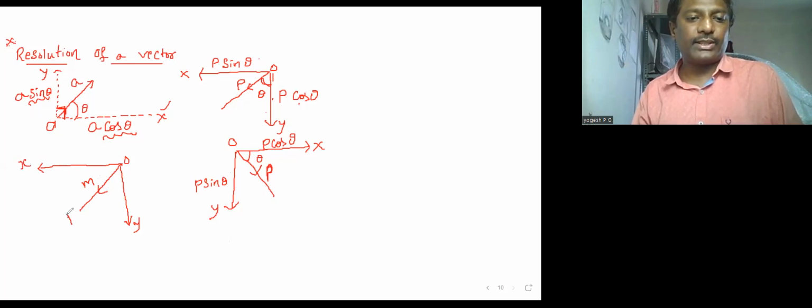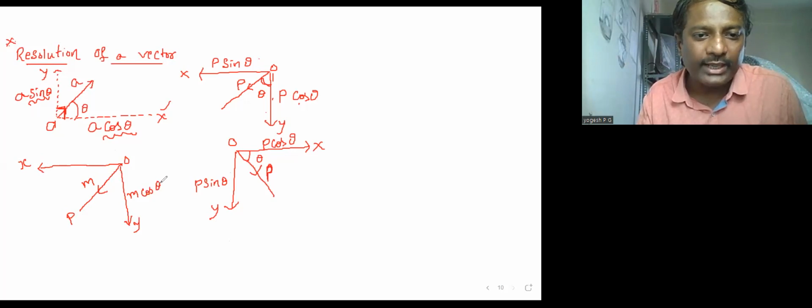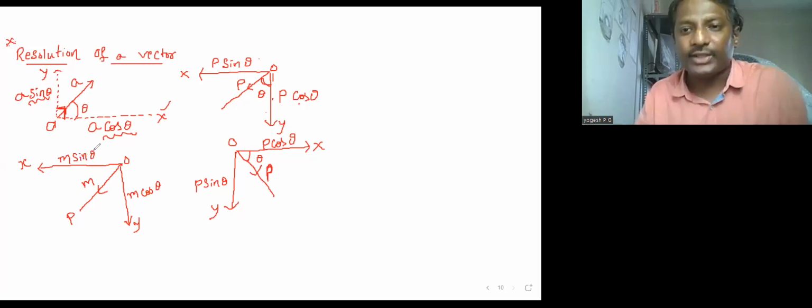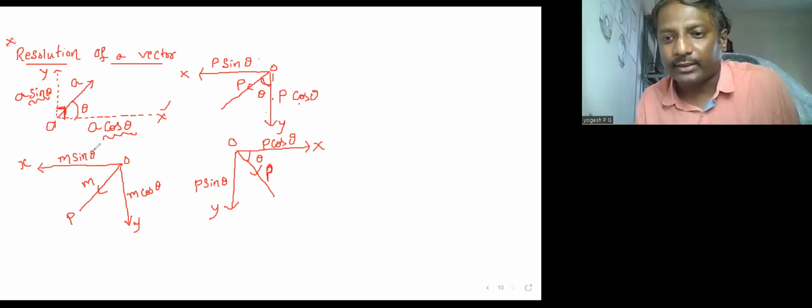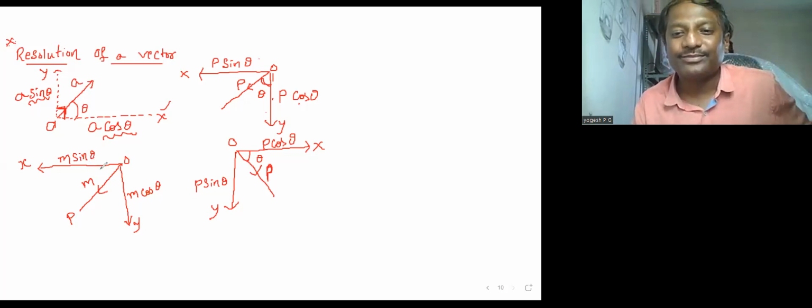Let us say this is P. OP is M. We'll write OM as M cos theta, OX as M sin theta. I'm giving the components to you, Hemant. Can you tell me where I should write the theta now?